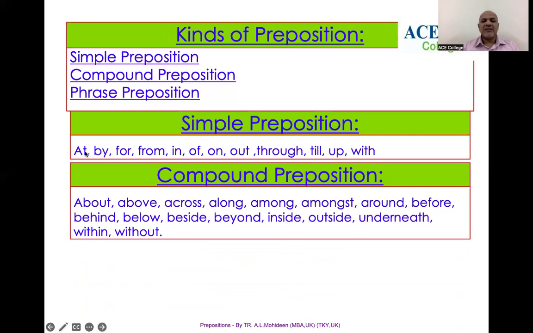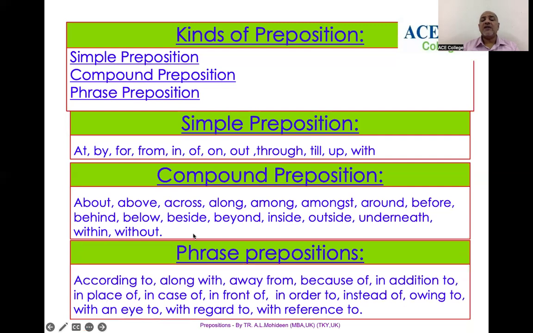For example, at, by, for, from, in, of, on, out, through, till, up, with. These are simple prepositions. Compound prepositions: about, above, across, along, among, amongst, around, before, behind, below, beside, beyond, inside, outside, underneath, within, without. So you have to understand the applications of these compound prepositions, right?